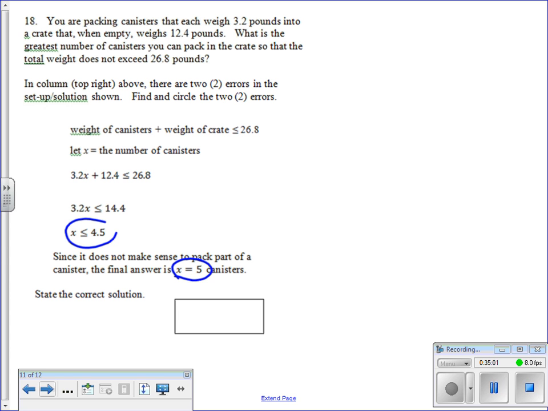Oh, yeah, sorry. So this is where my mistake is. There are no 2 errors. There's only 1. But this is a crucial mistake. Is it not? Because if my answer is 4.5 or less, 5 is not 4.5 or less. Now I can't put in a half a canister. So what would my maximum be? It would be 4 canisters.